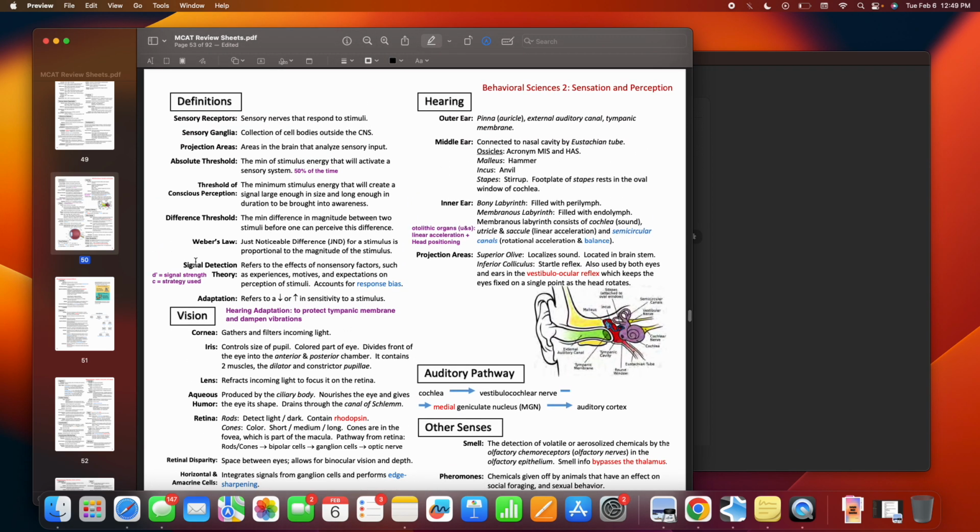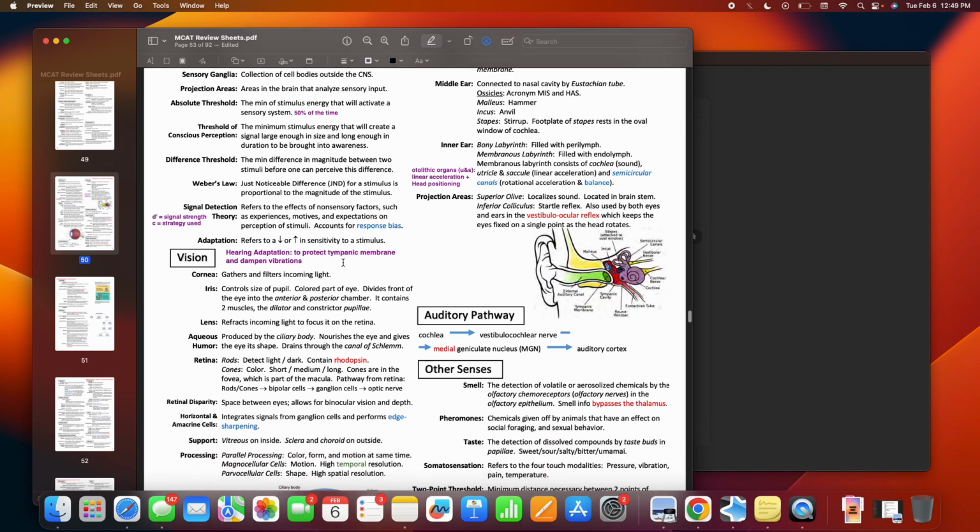Here, signal detection theory refers to the effects of non-sensory factors such as experiences, motives, and expectations on perception of stimuli. Accounts for response bias. This response bias should be related to the type 1 errors or type 2 errors that you make. And what else?